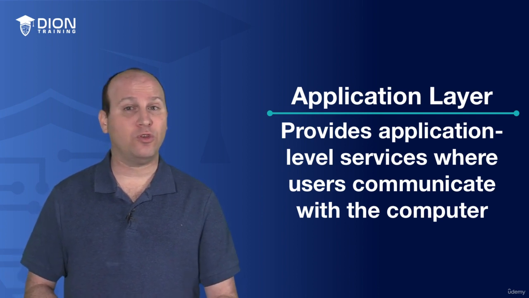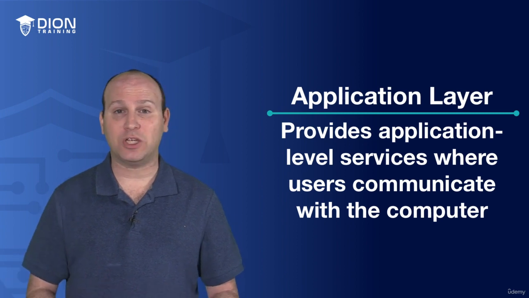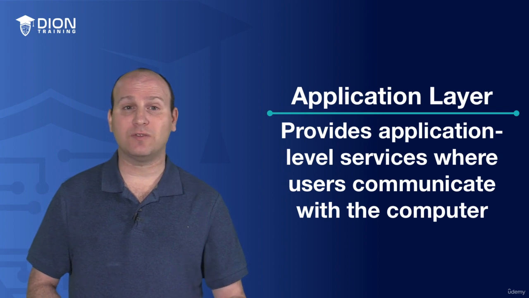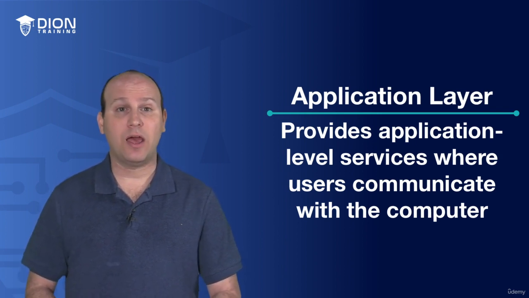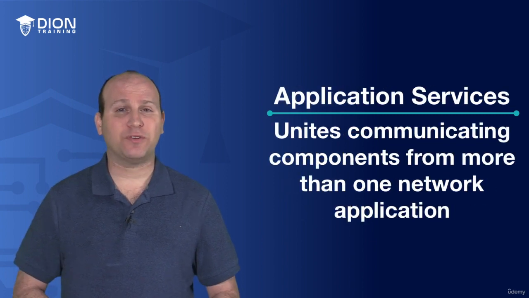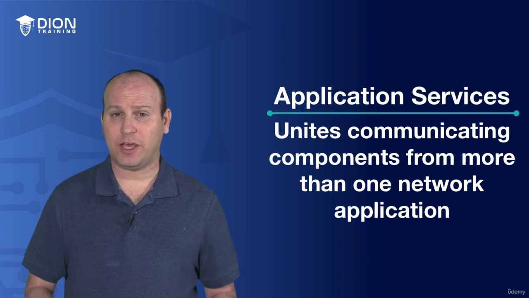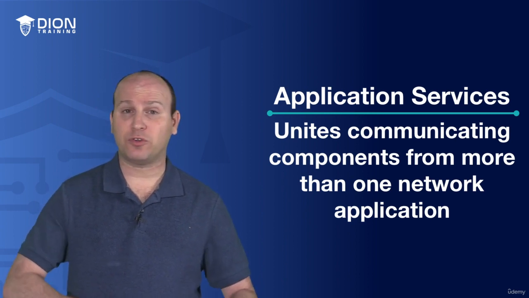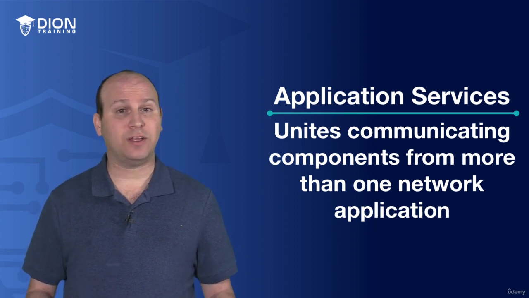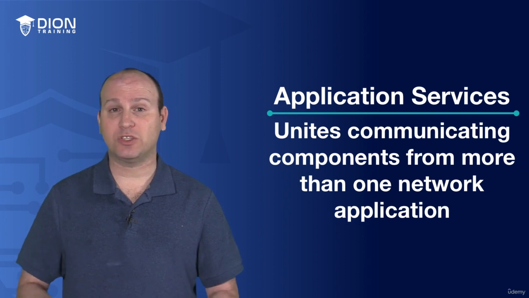This is the layer where the user is going to communicate with the computer, and the computer can then take that information and pass it across the network. These are functions like application services and service advertisement, and we're going to talk about those as we go through this short lecture. Application services are the thing that unites communicating components for more than one network application. If I have file transfer and file sharing, email, remote access, network management activities, and client-server processes, these are all different types of application services.